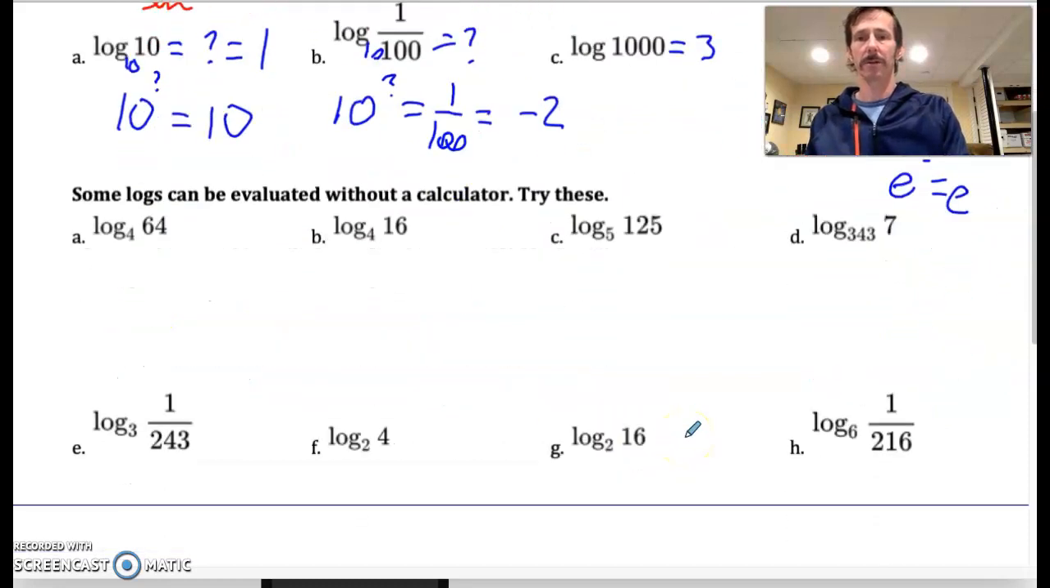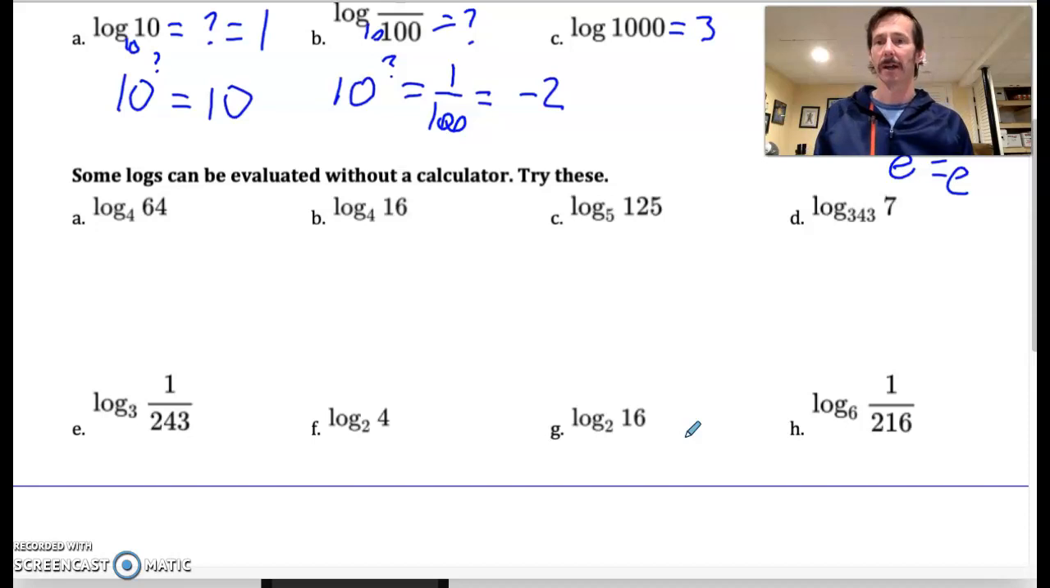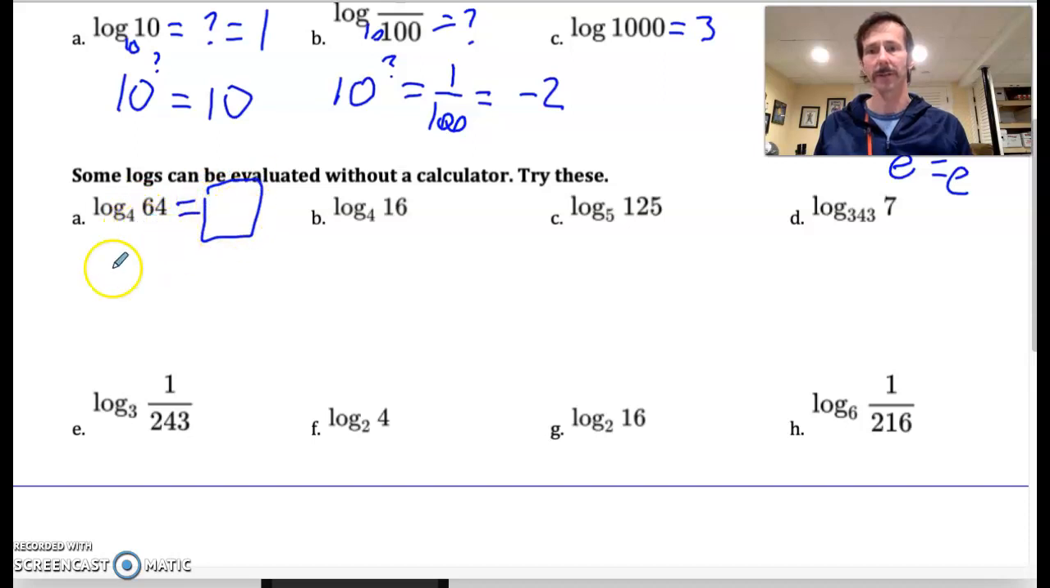All right, so here's some more to try without a calculator. We're going to do a few of them together. So what power of 4 equals 64? Sometimes I like to put a box. You're going to be like 4 to what power equals 64, because the base, this is my exponent, because that's what a log is. It's a fancy exponent, equals 64. And I'm pretty sure that's a 3. So this answer would be 3.